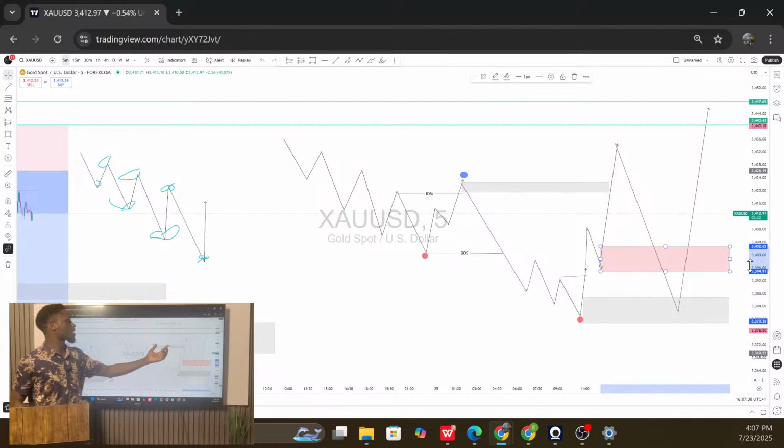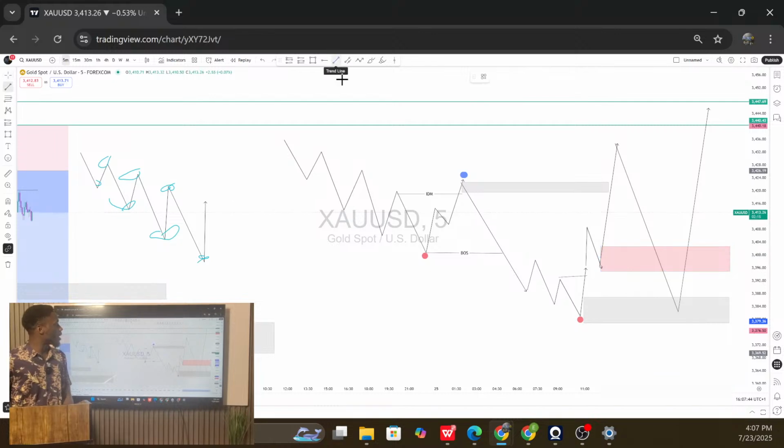Because character has actually changed. We have a change of character here, CHOCH, telling us that, okay, price is no longer interested in the sell side and price is now interested in the buy side. There's a violation of structure. There's a structural violation there. So we can call it a change of character already. The character has changed from being bearish to being bullish. So let's call that change of character.